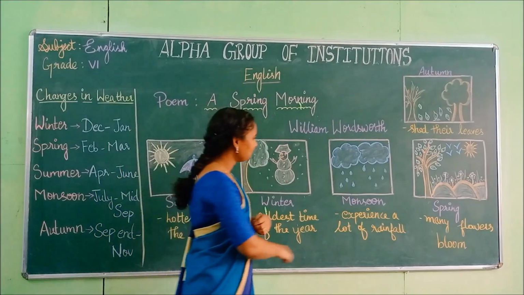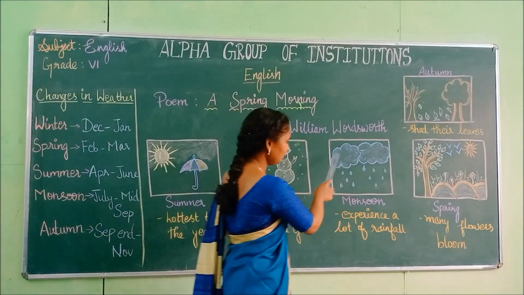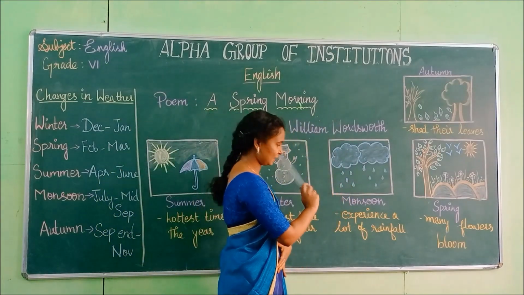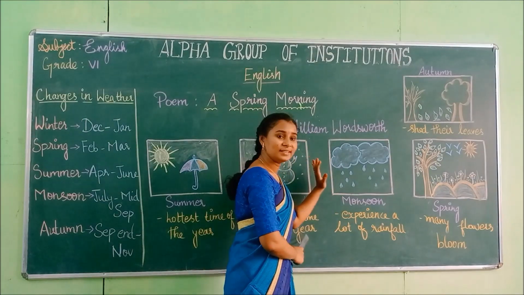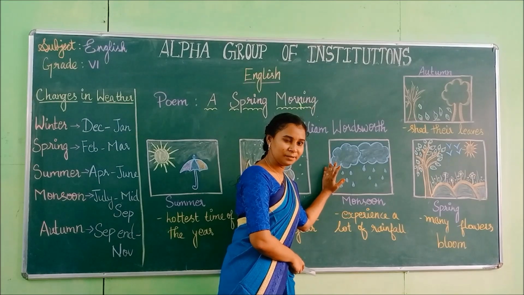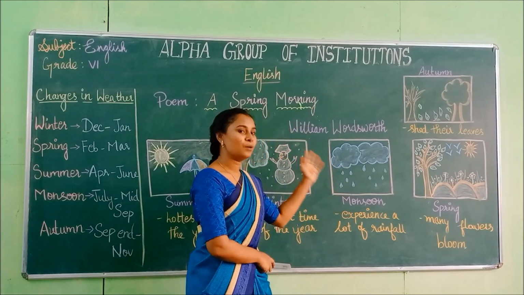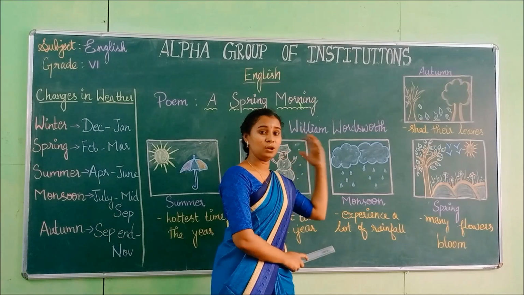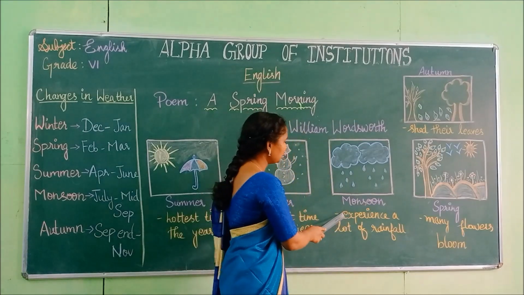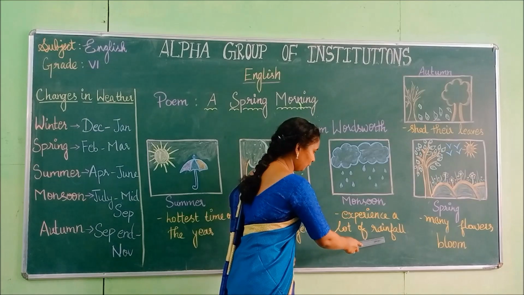Yes, very good. So the next one is, what is this? Yes, clouds. And it is raining. Very good. So what season does this picture depict? Yes, very good. Monsoon. So what do we have during monsoon? We have a lot of rainfall. We experience a lot of rainfall.